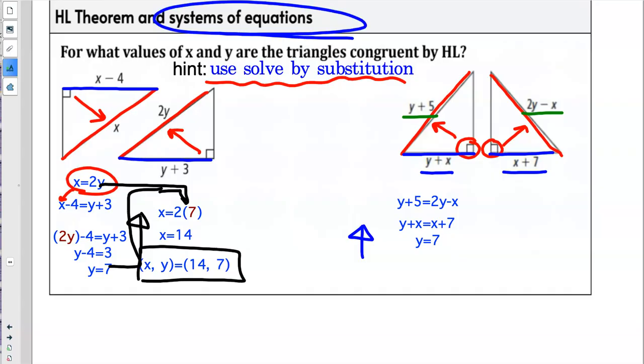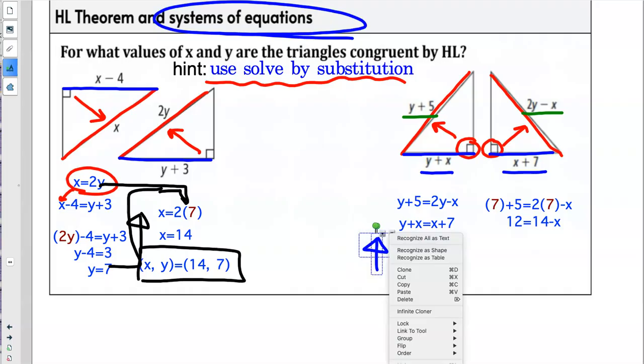Well, if y is 7, I take this other equation, and where I see y here and here, I'm going to place the value of 7. So I'm going to pop those in. See, I'm using this equation in concert with this, and I'm going to pop them in and get it done. So I now evaluate 7 plus 5, which is 12, 2 times 7, which is 14.